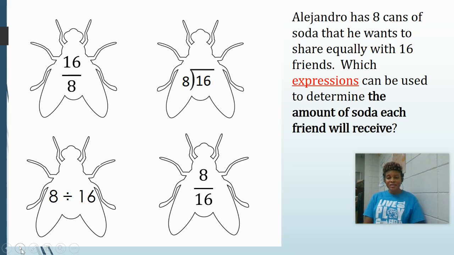Alejandro has 8 cans of soda that he wants to share equally with 16 friends. Which expressions, with an S, that means there's more than one answer, can be used to determine the amount of soda each friend will receive? So are we dividing friends or are we dividing soda? What's our dividend? 2 of the answers are right. Which 2?